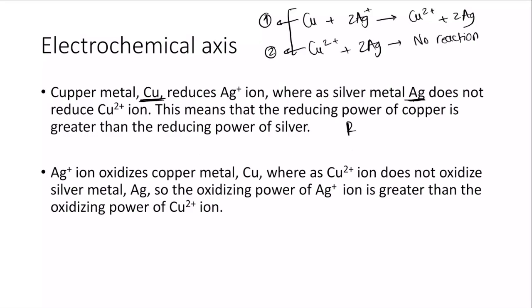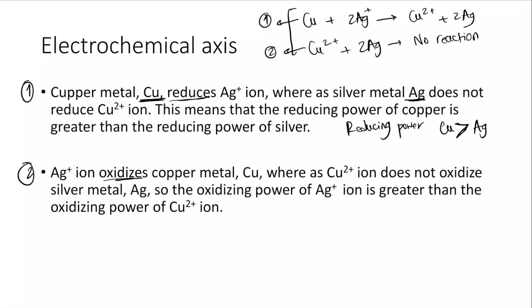So the reducing power of copper is greater than the reducing power of silver. Okay? Now let's complete. Ag+ ion oxidizes copper metal. This is one. Another point, two: Ag+ ion oxidizes copper metal, whereas Cu2+ ions cannot oxidize. Remember, the verb is oxidize now. And here the verb was reduce.